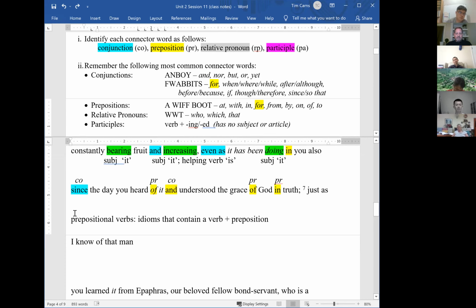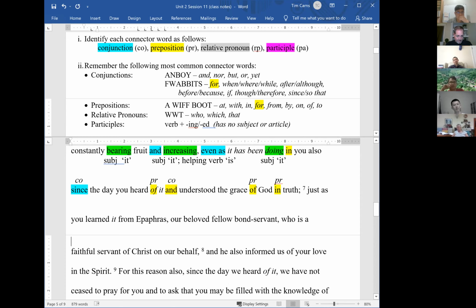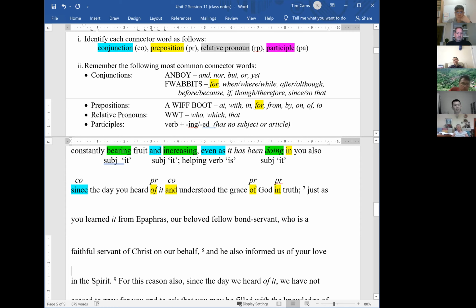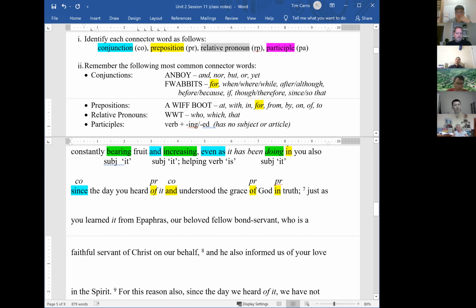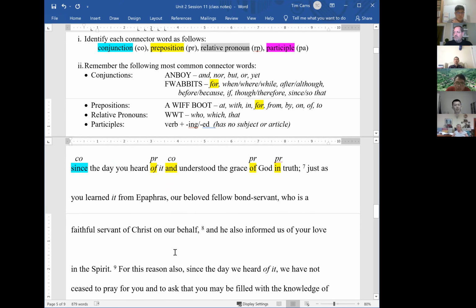All right. Enough of that. Let's get back to Colossians 1. Okay. Where are we? Tunging, can you do verse 7 for us? Yeah, you can take a moment. Just read it. Go ahead and read the verse, and then you can go back and identify the connector words.